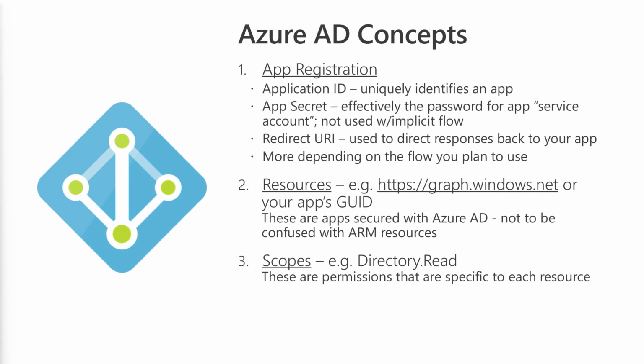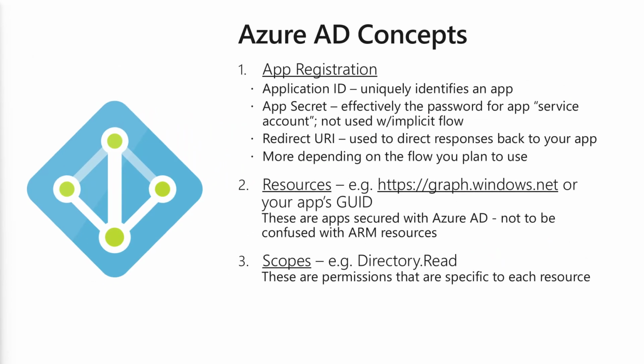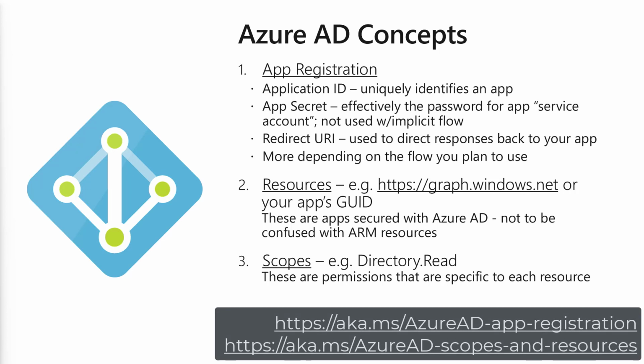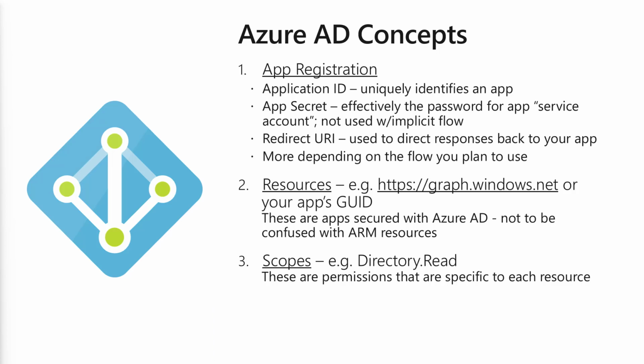Three core concepts in Azure AD are, first, app registration. Applications that want to authorize users, whether they're the client or the service side of that application, need to be registered in Azure AD. We have resources, which are the services that those apps are using, some of which may be Microsoft services like the Microsoft Graph, which is the main API for Microsoft 365, or your own services. And it also deals with permissions, which are called scopes. So for instance, directory.read scope gives the app permission to read the information inside of Azure AD's directory.